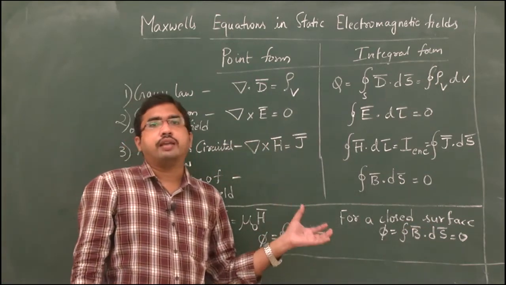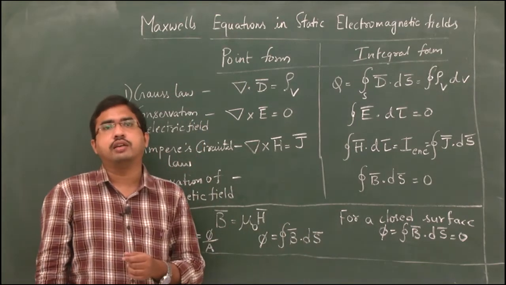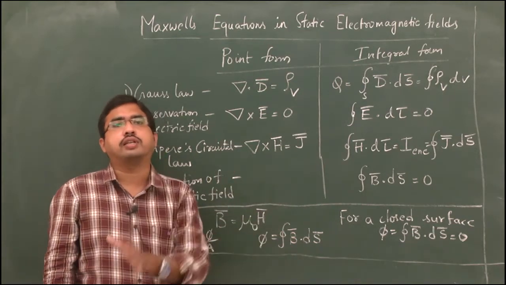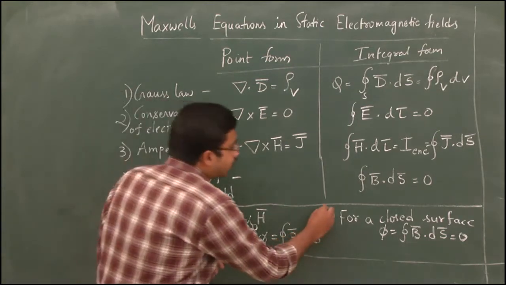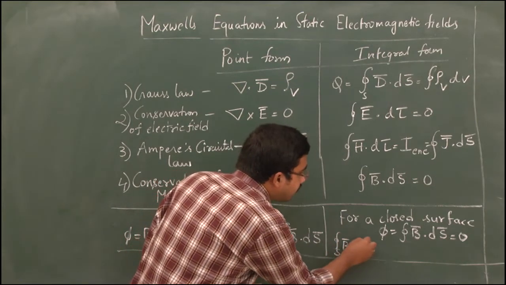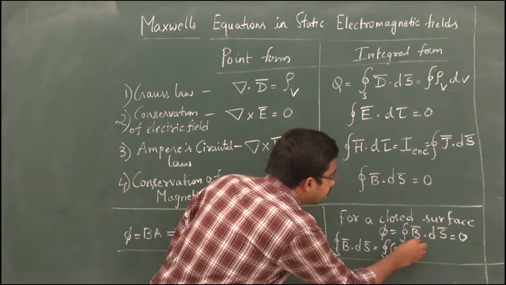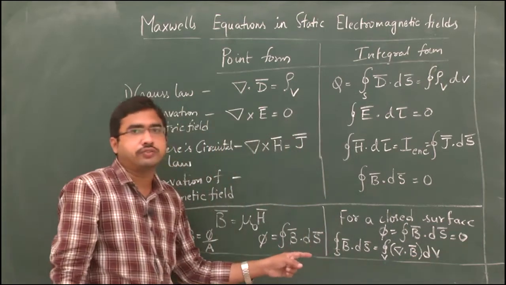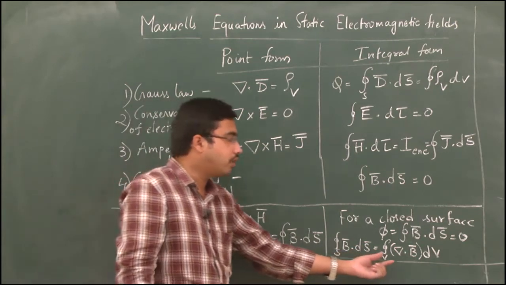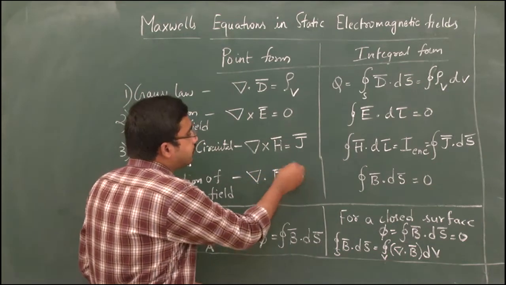Now, if you apply the divergence theorem for this B bar concept, what does the divergence theorem state? The divergence theorem states that a surface integral of a vector quantity can be converted to a volume integral through this formula: surface integral of B bar dot ds bar is equal to volume integral of del dot B bar dv. This is the equation format for the divergence theorem. So from this we can say, del dot B bar is equal to 0.